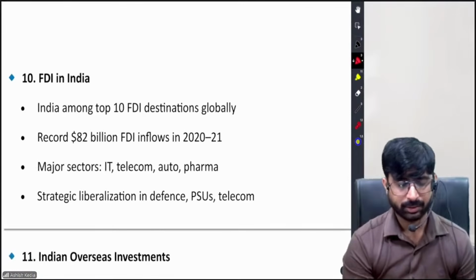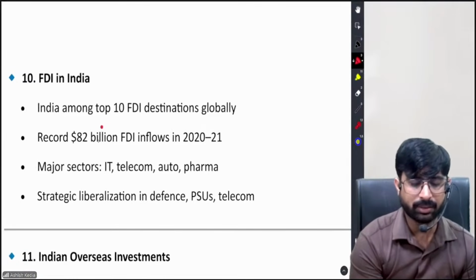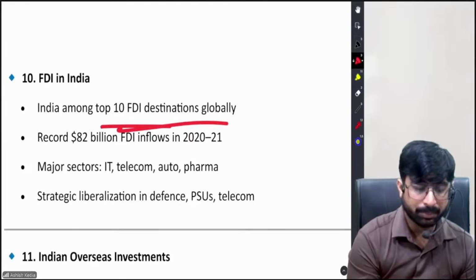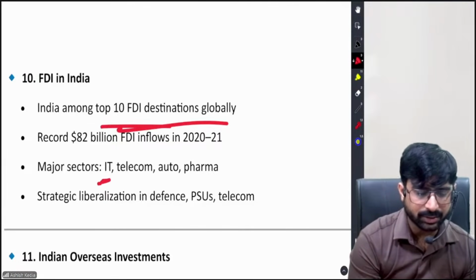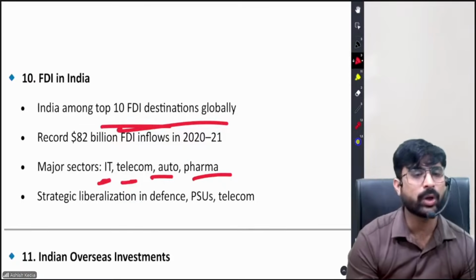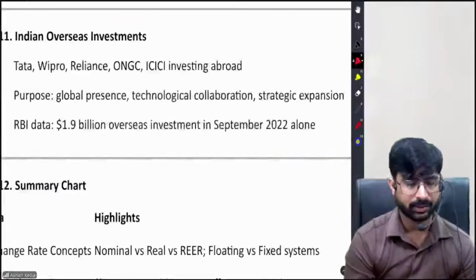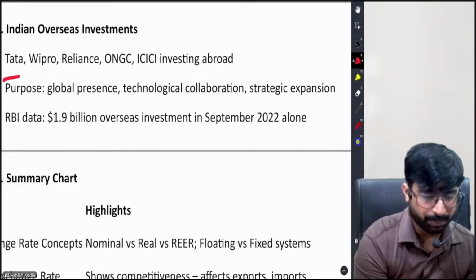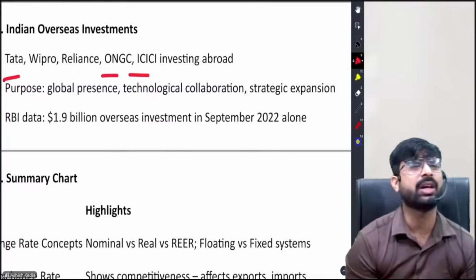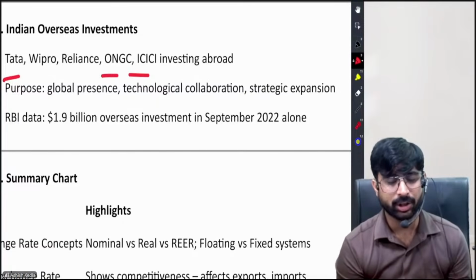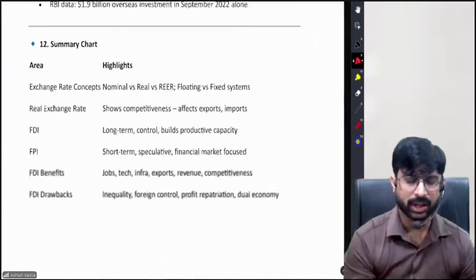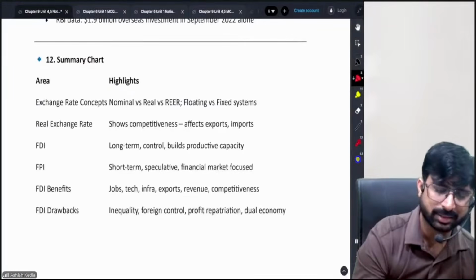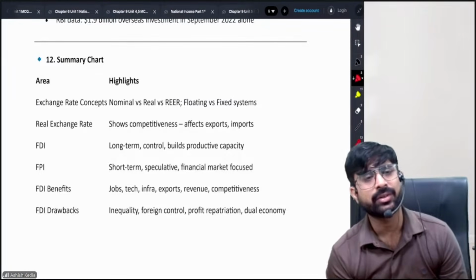So students, today India is among the top 10 FDI destinations globally. Major sectors in India that receive FDIs: IT sector, telecom, auto and pharma sector. India itself is investing abroad, right? Companies like Tata, Wipro, Reliance, ONGC have their projects going on in UK, US, in the oil fields, and so on and so forth. Right? This was chapter 9, unit 5.